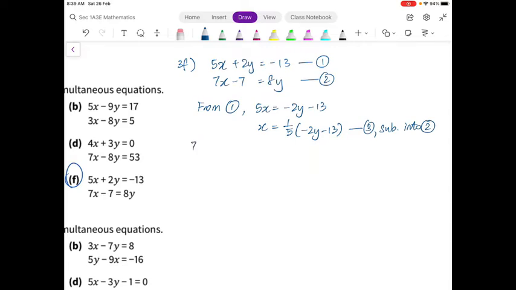So, and now every time we see the x, you replace it with 1/5 of negative 2y minus 13. You continue to copy down the rest of it all. So minus 7, and this gives us 8y. All we need to do is to expand. We can also choose to multiply 5 throughout in order to remove this 1/5. So combining two steps where I multiply everything by 5, at the same time I expand in.